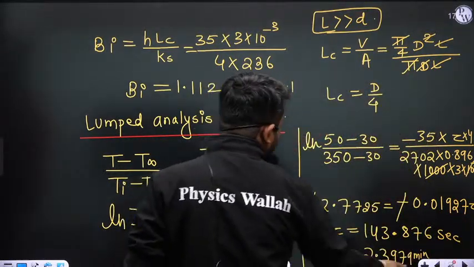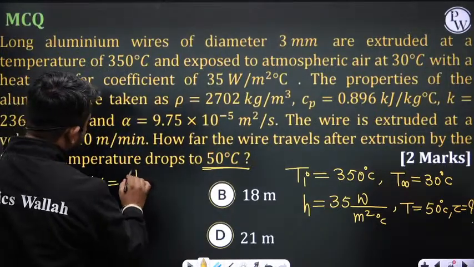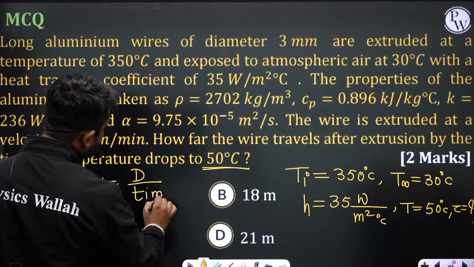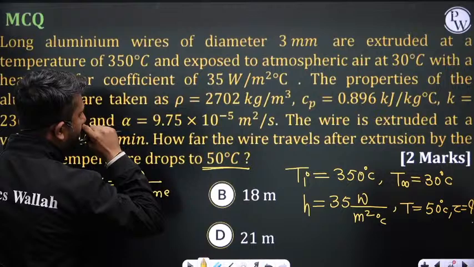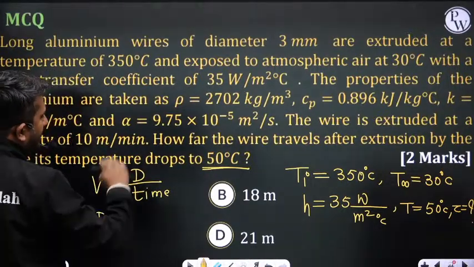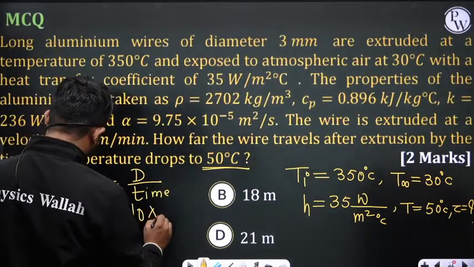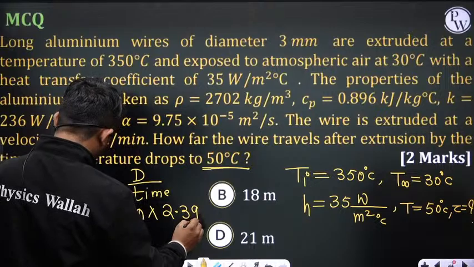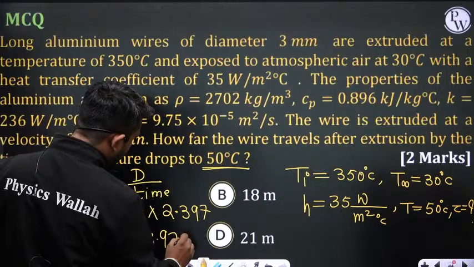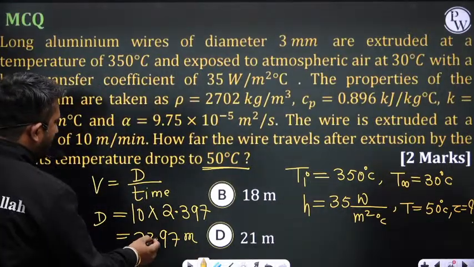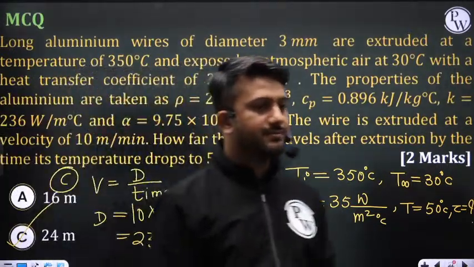Okay, and the velocity is given. See, velocity is given as 10 meter per minute. So velocity is equal to distance per unit time. In the question it is asked, what is the distance the wire travels when the temperature reaches 50 degrees Celsius? So distance is equal to velocity, this is 10 multiplied by 2.397. So it comes 23.97 meter. It is approximately equal to 24 meter. So the correct answer is C.